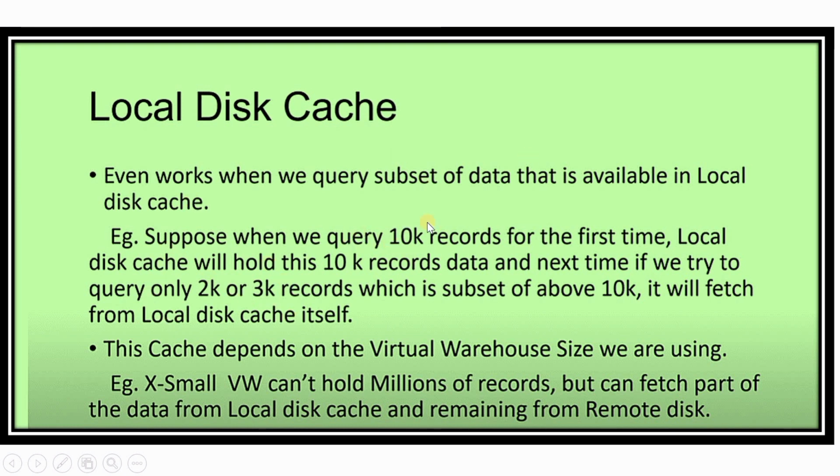Suppose that earlier we queried 10k records, and whenever we query just 2k or 3k records, it will show the records from the local disk cache in very little time. Here the performance will be good. This cache also depends on the virtual warehouse size you are using. If you are using a small one, it will take more time to load the data. If you are using a large one, it will take less time to show you that data. So this is basically the difference.